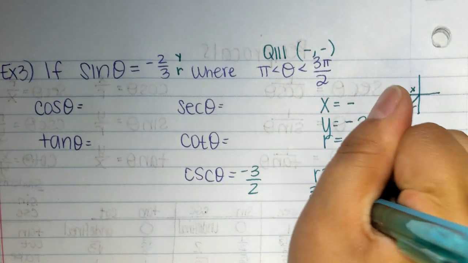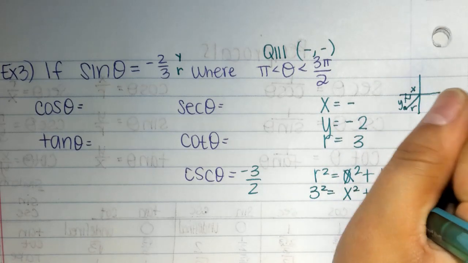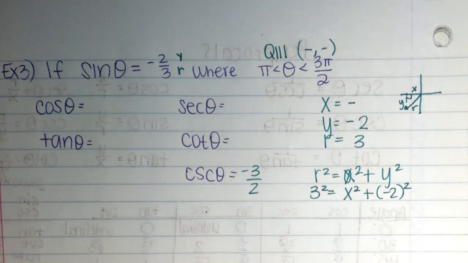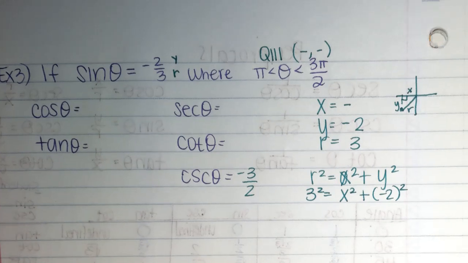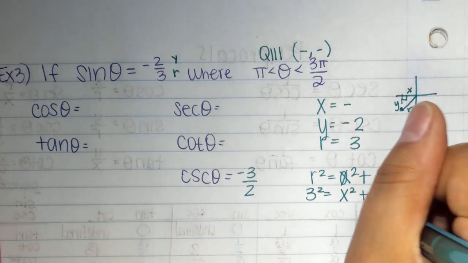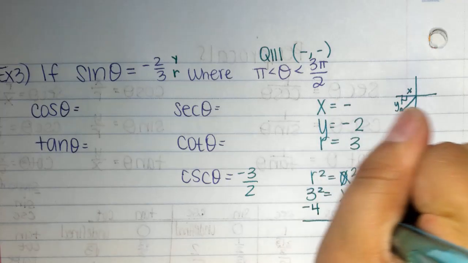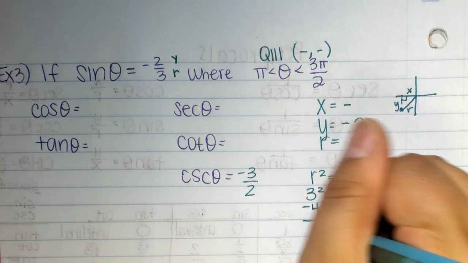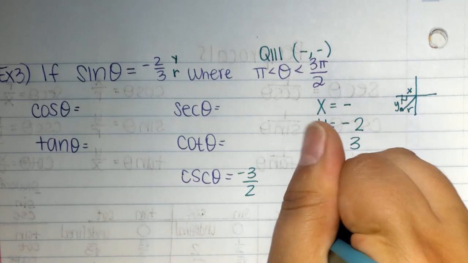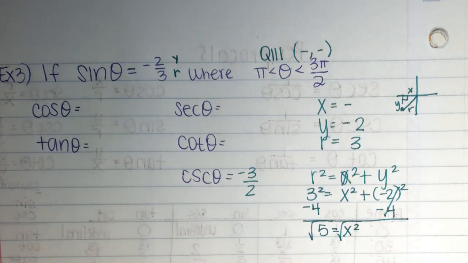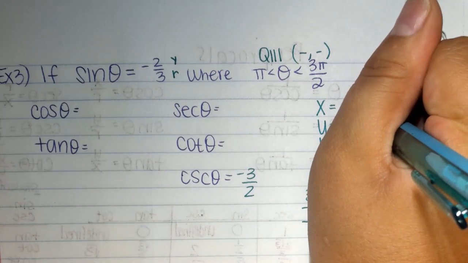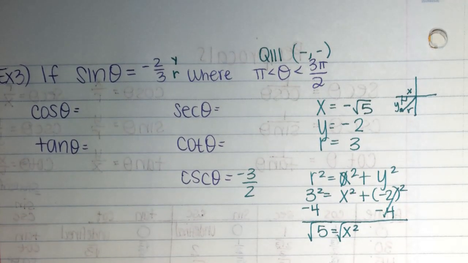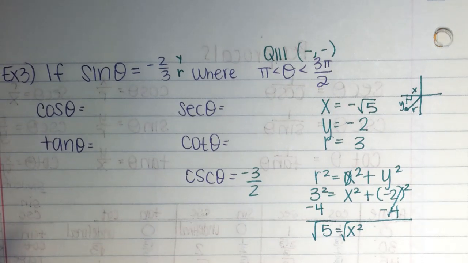R is 3 squared, I don't know x squared, and I know y is negative 2. Do y'all agree negative 2 squared is 4? And I can subtract 4 from both sides? What is 3 squared minus 4? So what is x? Negative square root of 5, because remember, we're in the third quadrant. Now I want you to fill out the rest of these.